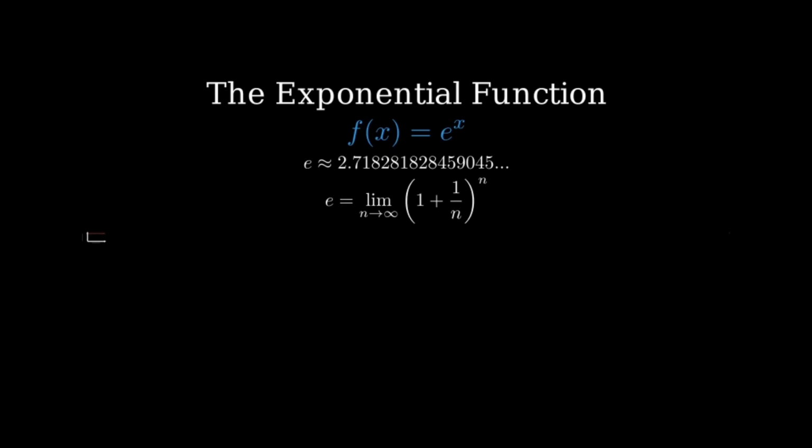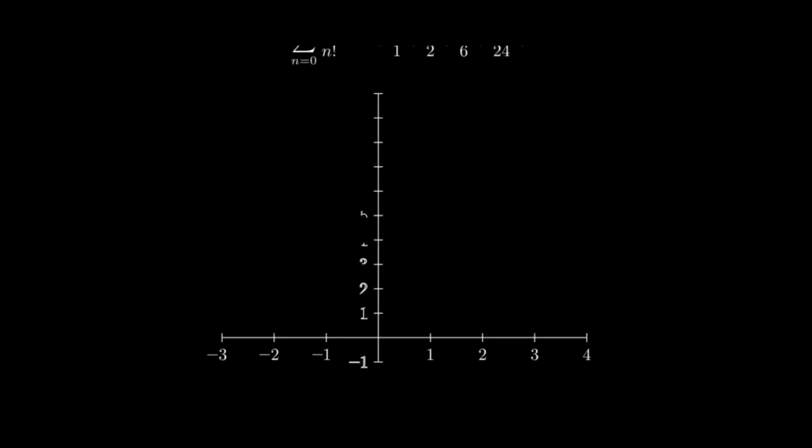E can also be expressed as an infinite series. E equals the sum from n equals 0 to infinity of 1 over n factorial. Now, let's graph the exponential function e to the x. Here's our coordinate system. Let's track some points to get a feel for the function.